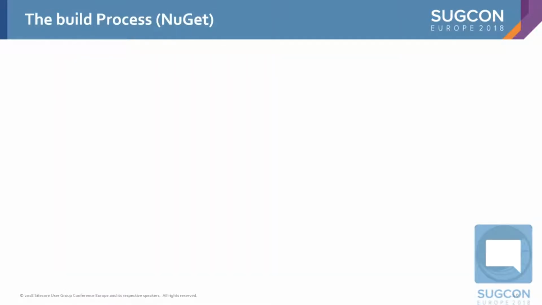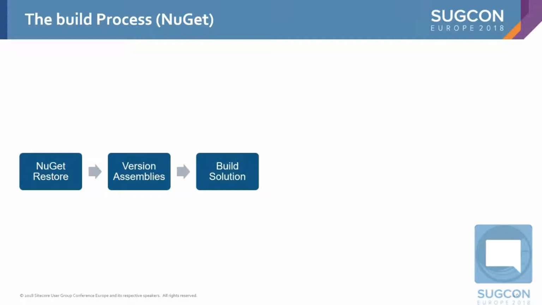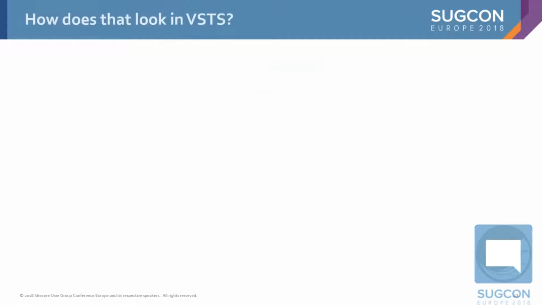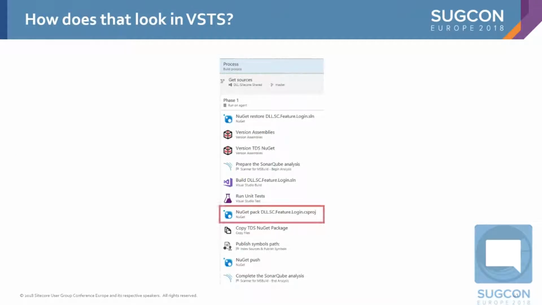Now, the build process for our NuGet packages looks a little bit different. It starts out the same, and then it does these two things: NuGet pack, NuGet push. Again, building a solution is using the TDS project, of course. And if you have a look, what does it look like? You see that this is a very small build. It doesn't do a lot of things. It's mainly these two steps that are interesting, the pack and the push.